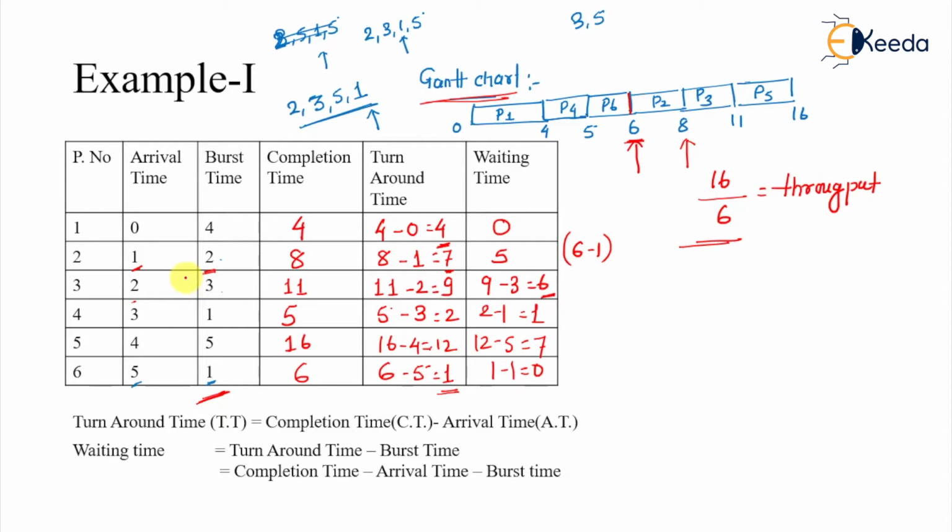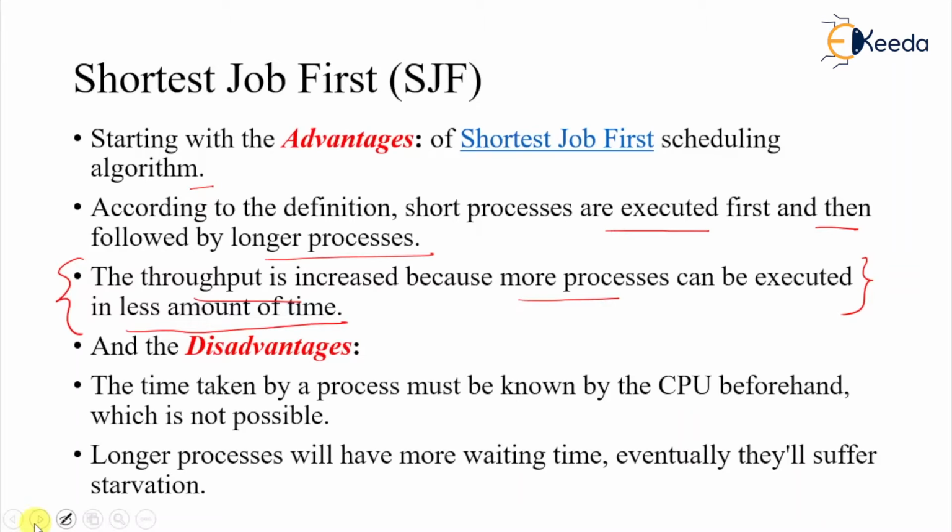In that case you can verify that it will definitely have less throughput. So we have a better throughput because more processes are executing in less amount of time. The disadvantage is that the time taken by a process must be known to the CPU beforehand. You have to know this time, and that is difficult, actually not possible.